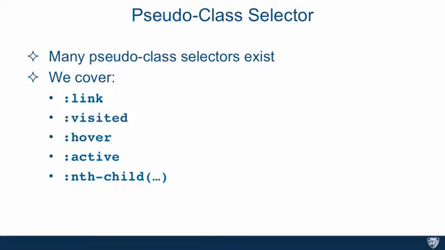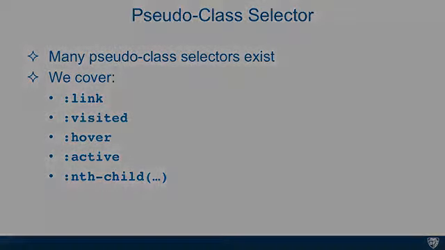Now, there are many pseudo-class selectors that exist. In this lecture, we're going to cover 5 of them. The first 4, link, visited, hover, and active, are pretty basic and are used very, very often. The last pseudo-class we'll cover, nth-child, is a fairly powerful pseudo-class and can get pretty complicated, but its basic uses are fairly straightforward, as we'll see. So let's jump straight into the code and see how these selectors work.